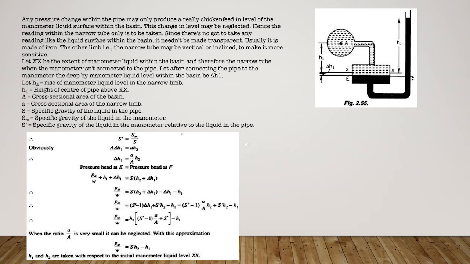H1 is the height of the center of the pipe above X-X. Capital A is the cross-sectional area of the basin. Small a is the cross-sectional area of the narrow limb, and S is the specific gravity of the liquid in the pipe. S_M is the specific gravity of the liquid in the manometer, and S prime is the specific gravity of the liquid in the manometer relative to the liquid in the pipe. So this is what all the equations look like at the end.